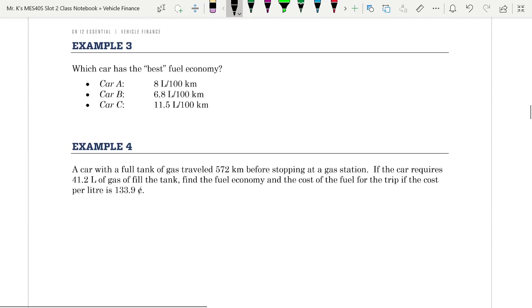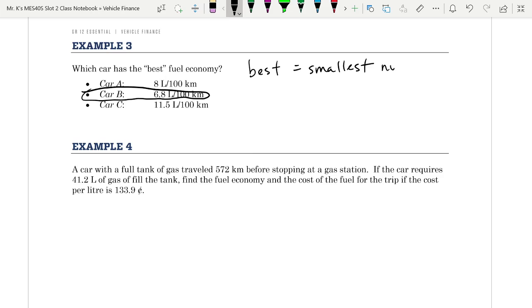All right, example 3. Which car has the best fuel economy? Well, the winner is car B, because you want the lowest number. Best is equal to smallest number of liters needed to travel 100 kilometers.